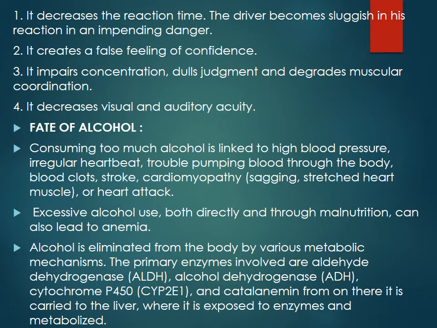The primary enzymes involved are aldehyde dehydrogenase, okay? And then alcohol dehydrogenase, then cytochrome, and catalase. From there it is carried to the liver, where it is exposed to enzymes and then metabolized, okay? Alcohol is processed in the liver. It goes directly to the liver. That's why ingestion of alcohol is dangerous to the liver.